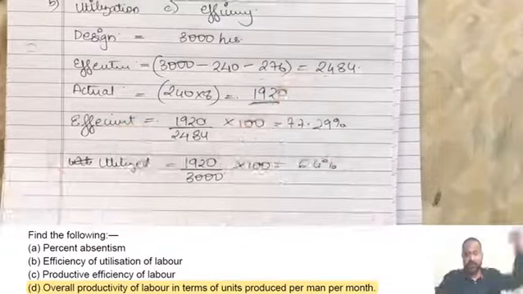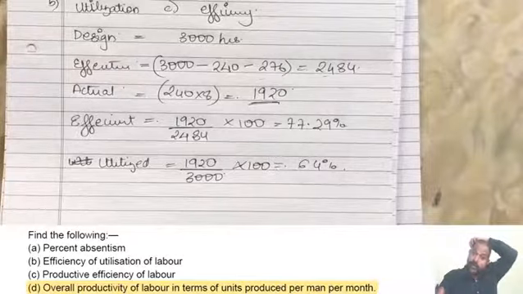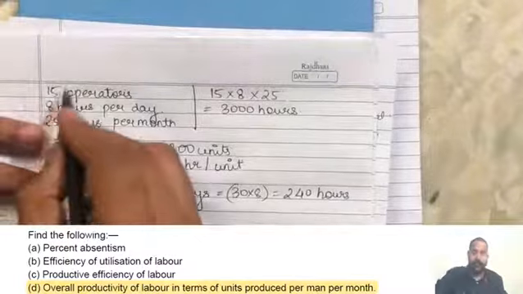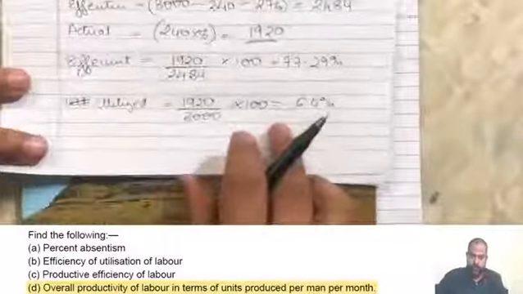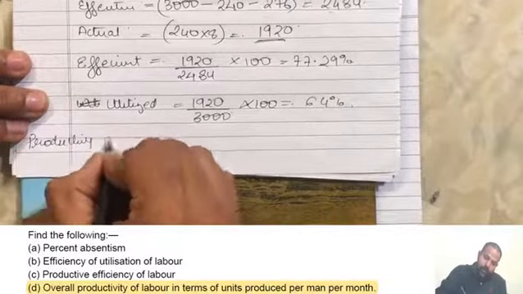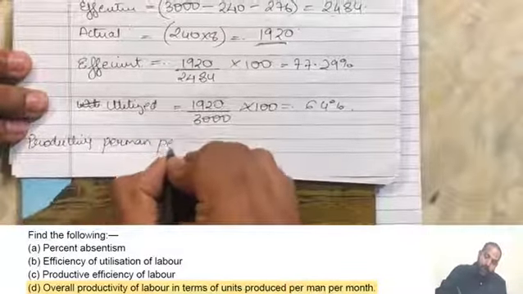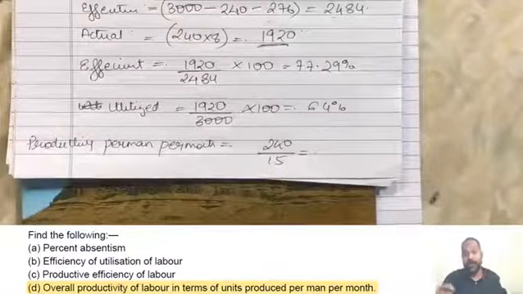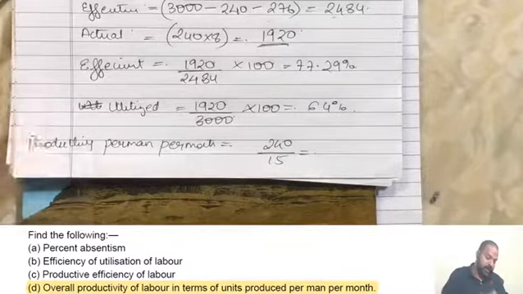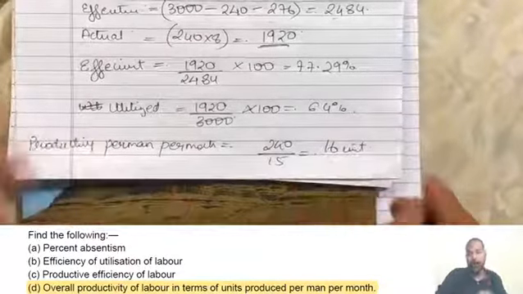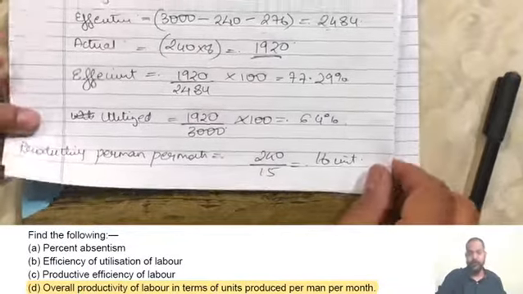Let's come to the last question. Overall productivity of labor in terms of units produced per man per month. Well, see, I have 15 men working for a month that are giving me an output of 240. So productivity per man per month is 240 units produced by 15 men, 240 divided by 15, which is 16 units per man per month. That's the final answer.